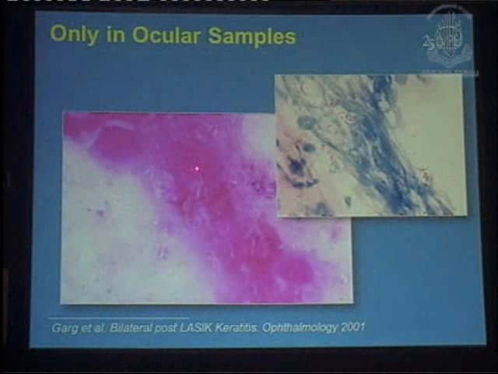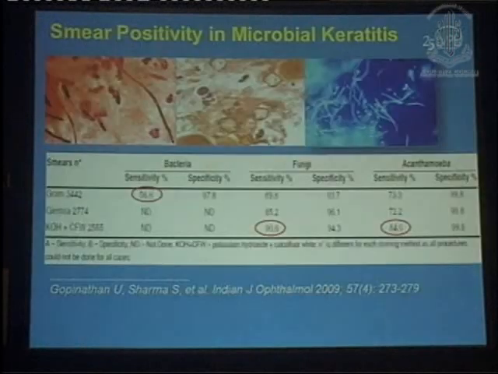In microbiology, no other systemic infection or any other kind of infection they have ever described about this. In this publication we showed that gram stain, Giemsa stain, potassium hydroxide with or without calcofluor are actually a good combination of stains to find out the presence of organisms in corneal scrapings.